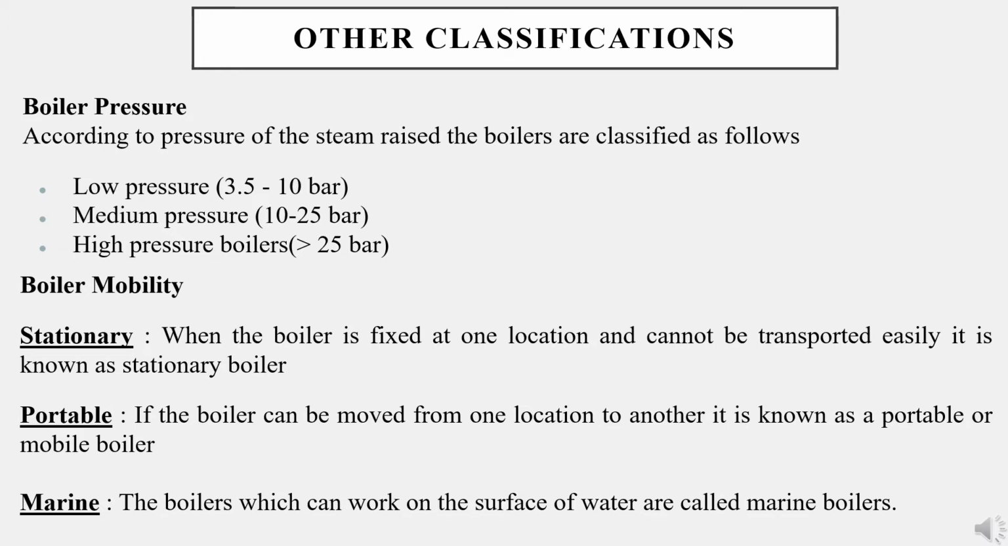Now, according to boiler mobility, stationary boilers are fixed at one location. They are generally used for steam generation for power plants, and portable boilers can be moved from one location to another. The best example would be marine boilers that are used in ships.